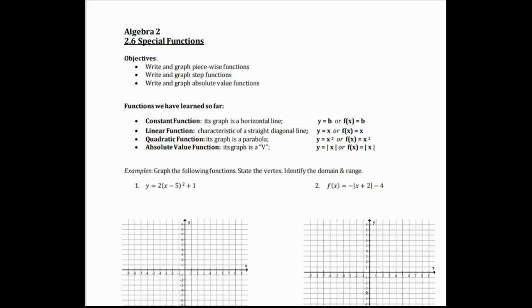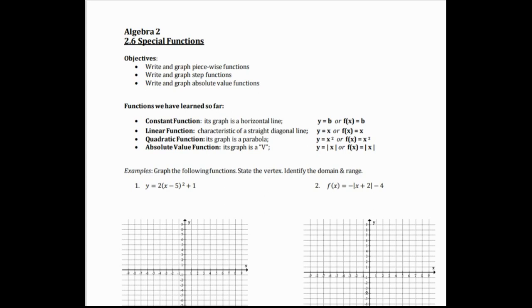Let's take a look at section 2.6, special functions. When we're looking at special functions, in order to do well with this, you really want to have a strong understanding of our transformations of graphs, which we did last section. It'll really help you graph these a lot quicker and more efficiently. So let's just review what we've learned so far.